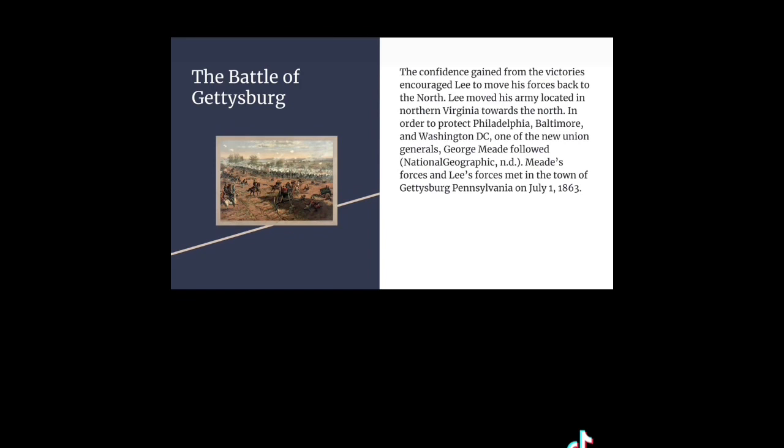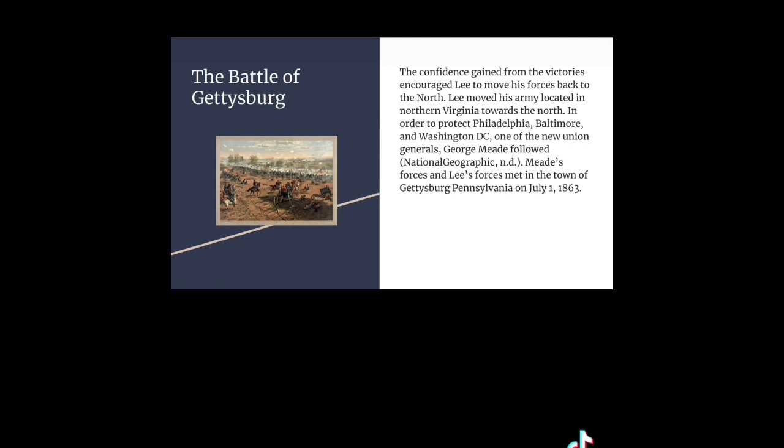The Battle of Gettysburg. Although the Battle of Sharpsburg did not end up in the favor of General Robert E. Lee, the Union did not take precautions to make sure his plan was completely stopped. Due to the anger of Lincoln, McClellan was replaced, but the generals who followed him lost many battles. The battles of Fredericksburg, Virginia, and Chancellorsville, Virginia, all ended with Confederate victory. The confidence gained from the victories encouraged Lee to move his forces back towards the north. Lee moved his armies located in northern Virginia northward.